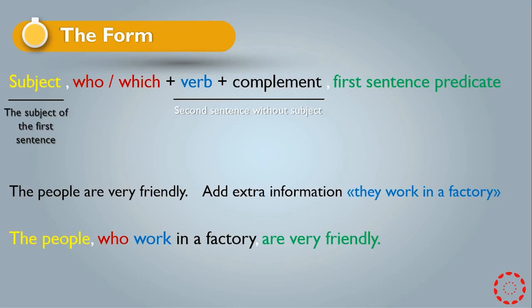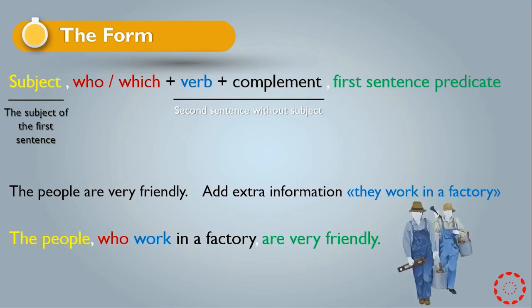Also the rest of the first sentence. As you see, we have two commas here, after the subject of the first sentence, which is the people, and after the verb and complement of the second sentence. Are very friendly is the rest of the first sentence. So the sentence became: The people, who work in a factory, are very friendly.